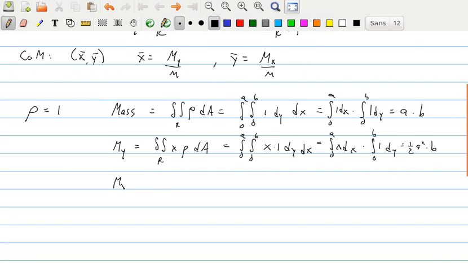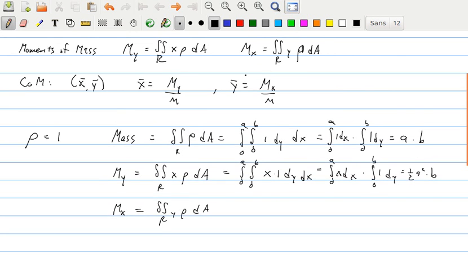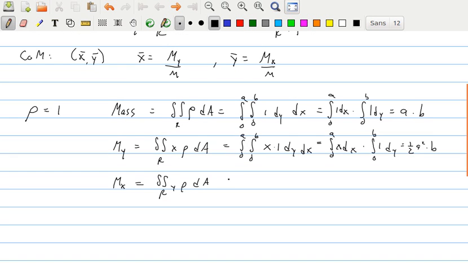If we look at the moment about the x-axis, this is the double integral over the region of y times rho dA. Again, we're just using this formula that we'd mentioned previously. So this gives us the same double integral from 0 to a, from 0 to b, of now y times 1 dy dx. And again, the limits are constant. The function factors, so we can use the box theorem. We integrate from 0 to a of 1 dx, integrate from 0 to b of y dy. So this first integral gives us a. The second one is 1/2 b squared.